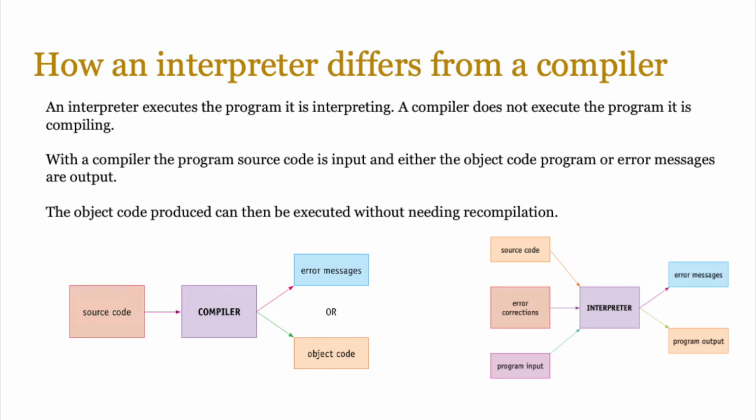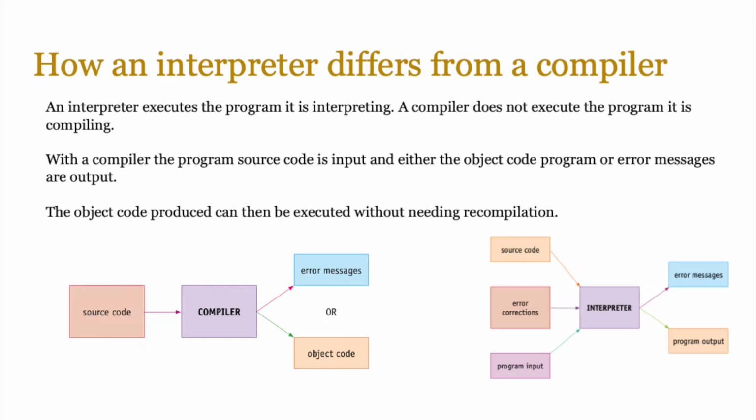Now, once the compiler produces this object code, it can be executed without any need of recompilation. And that's different from an interpreter because every line would need to be present if you want to execute it. And so you need to have an interpreter being used every single time you want to run that program.